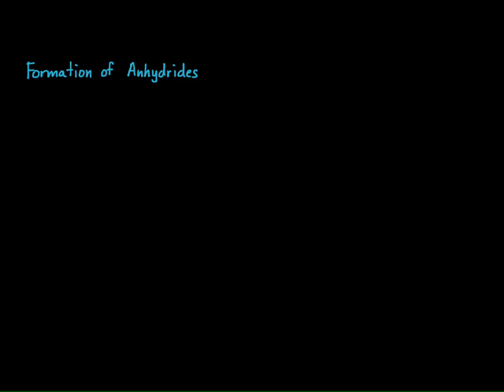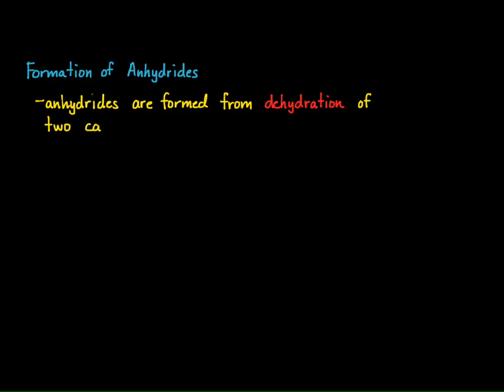So far we've seen that carboxylic acids can make acid chlorides, they can make esters, they can make amides. In the next reaction we're going to see that they can also make acid anhydrides. So anhydrides are formed from the dehydration of two carboxylic acids.